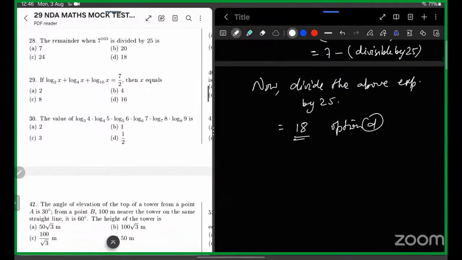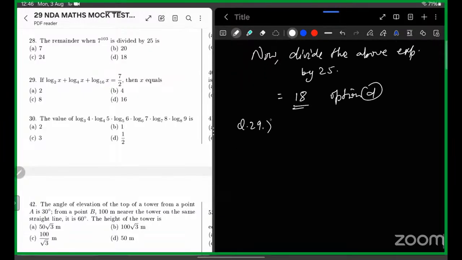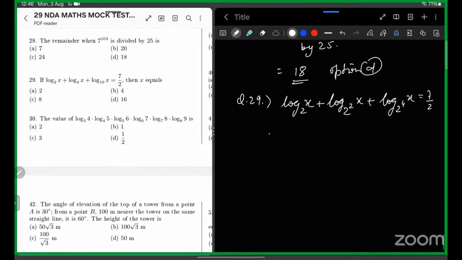Next, question number 29. This is a log question based on the properties of log. Write it like this. This is log x to the base 2 plus log 2 square x plus log 2 raised to power 4x equal to 7 by 2. We need to find the value. Then I can write it like this. log x to the base 2, 1 by 2 log x to the base 2 plus 1 by 4 will be outside, log x to the base 2 equal to 7 by 2.